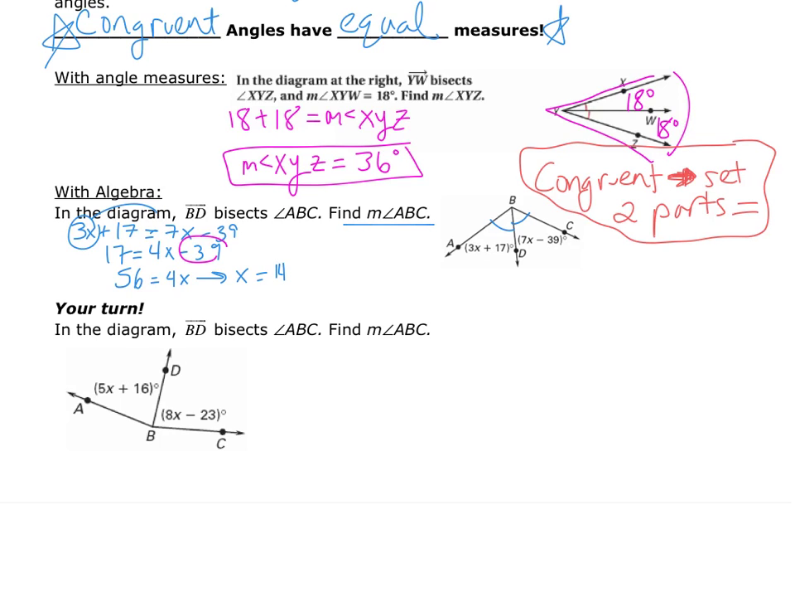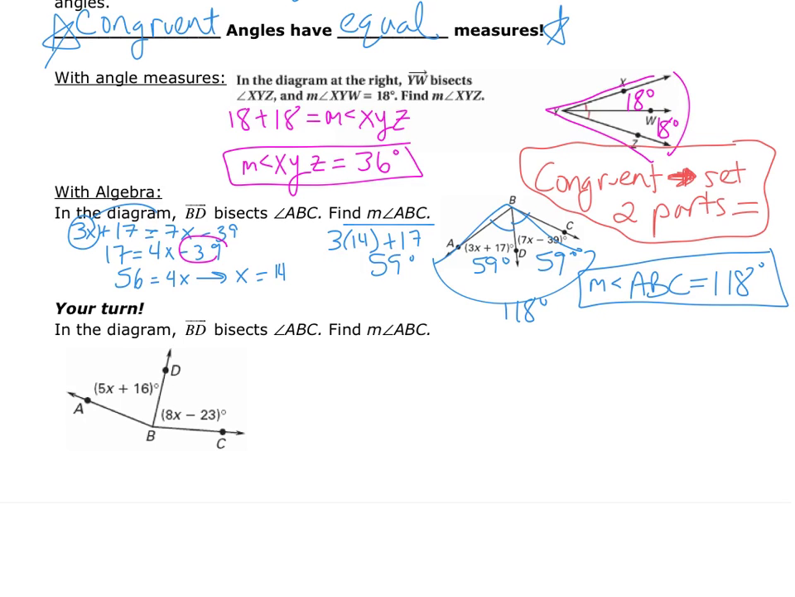But now remember, they're not asking us what the measure of x is going to be. We need to substitute it back in. So we would have 3 times 14 plus 17 for this first angle. And that gives us 59 degrees. So this left angle is 59 degrees. Now if you think about it, the other one should be the exact same because they are congruent. So if we need to find the angle of ABC, that's all of them together. So add those two together and we get 118 degrees. Remember, for your final answer, always write it fully out. So you'd have the measure of angle ABC is equal to 118 degrees.